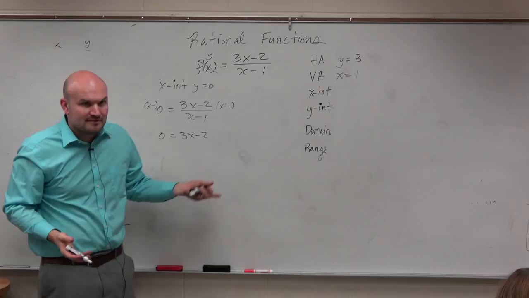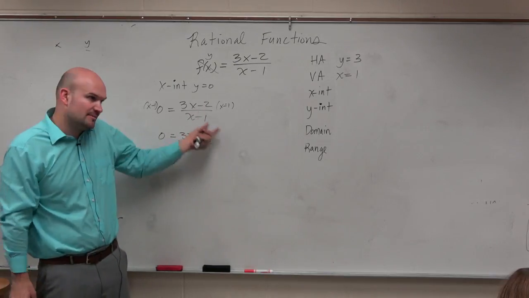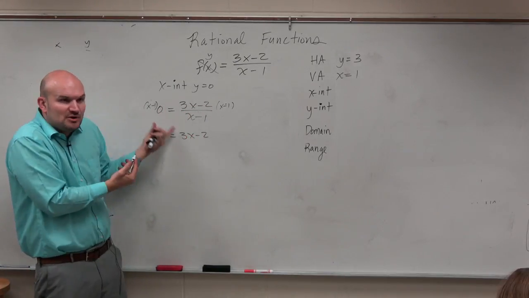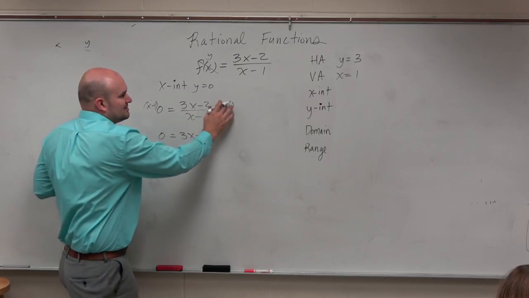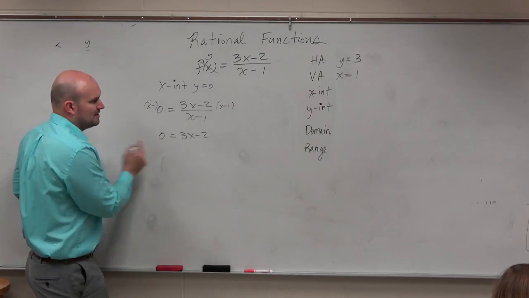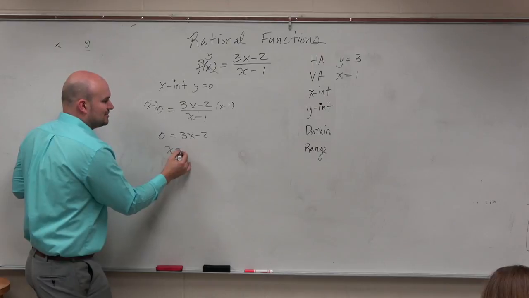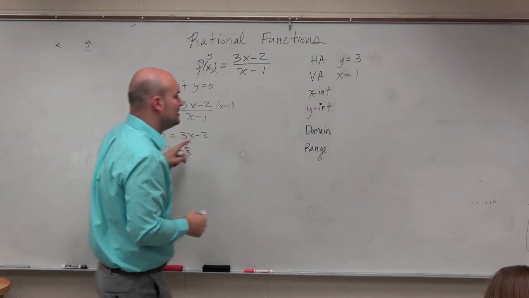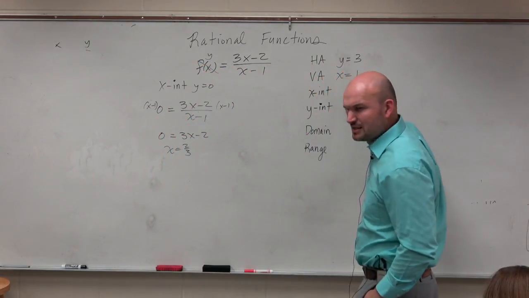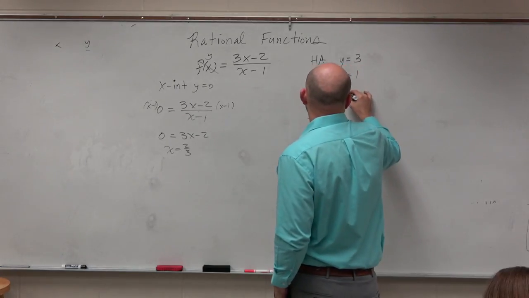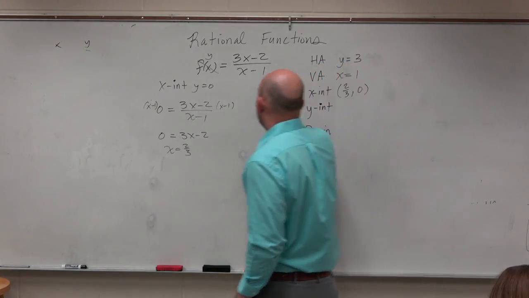Now, if you want to do the math, go for it. I'm showing you the math, right? Multiply both sides. But again, you're always multiplying by 0, so it's a little bit of a trick to help you guys speed it up. Add 2, divide by 3, x equals 2/3, right? We can write the x-intercept. I wrote it as a point last time, so we'll keep it as points: 2/3 comma 0.